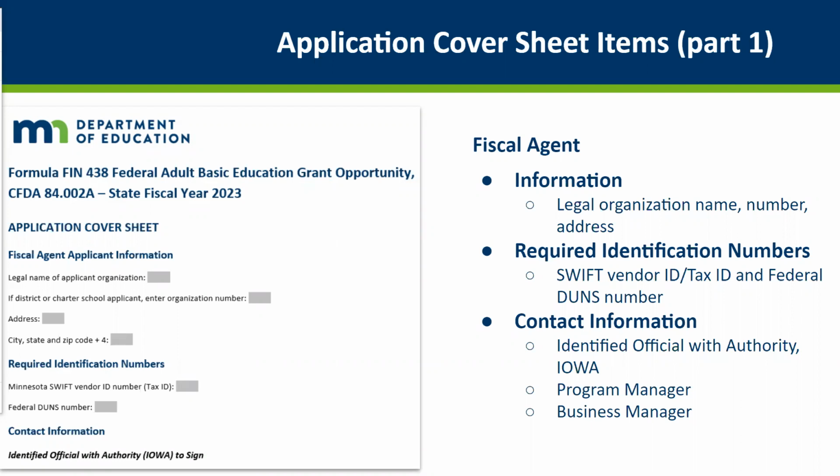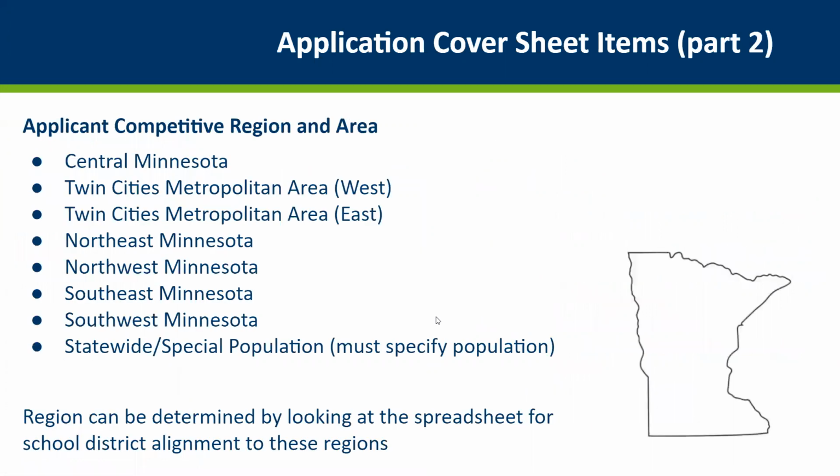And then there also needs to be a contact for a business manager. So the person who's going to do the work of submitting a budget in SERVs and drawing down funds in SERVs and submitting financial reporting and that kind of thing. So that's the first part that you need on the cover sheet.